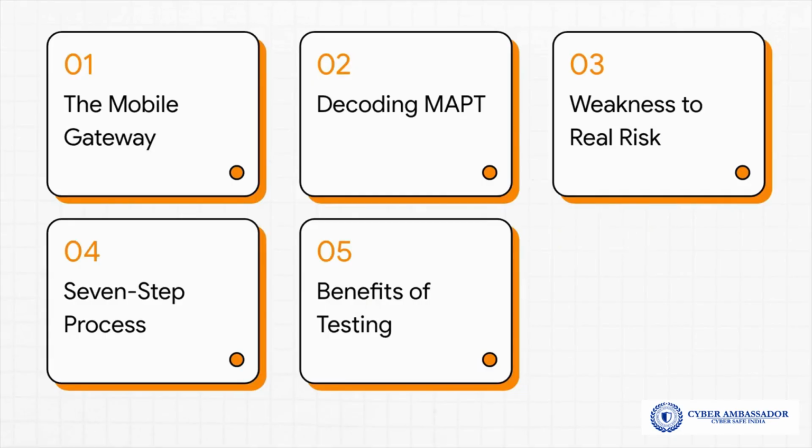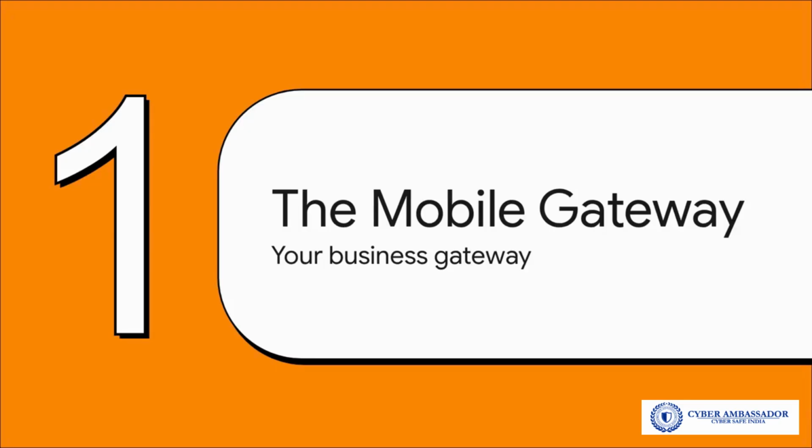So here's our roadmap for today. 1. The mobile gateway. 2. Decoding MAPT. 3. Weaknesses to real risks. 4. The 7-step testing process. And 5. The benefits of regular testing. Let's dive in.